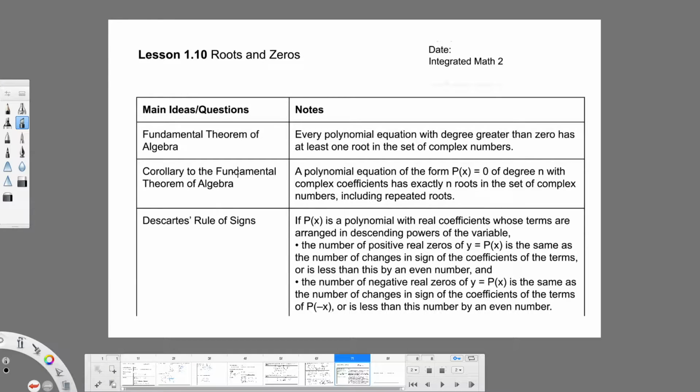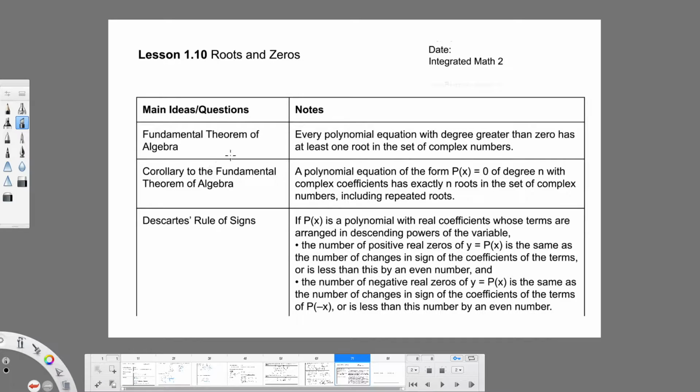All right, so this is lesson 10 for chapter 1 for IM2 called Roots and Zeros. This is the last lesson in chapter 10. So we're just going to go over some basic idea of roots, and then we're going to review the idea of imaginary numbers. I know we went over that in IM1, but it's been a while, so we're going to review that. So let's go ahead and read through a few of these pieces.